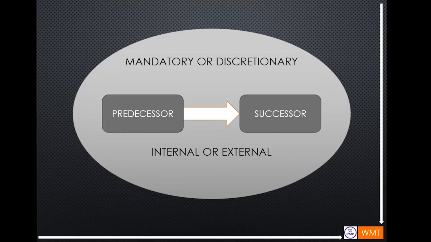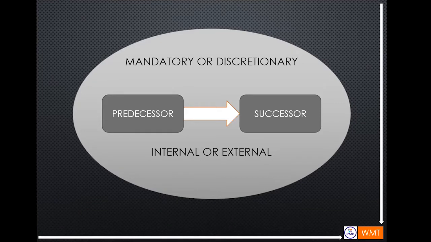A mandatory dependency is a relationship that is contractually required or inherent in the nature of the work. And then the discretionary dependency is a relationship that is established based on knowledge of best practices within a particular application area or an aspect of the project where a specific sequence is desired. So mandatory dependency means you have to follow no matter what. And then the discretionary dependency depends on your expertise or your company procedures.